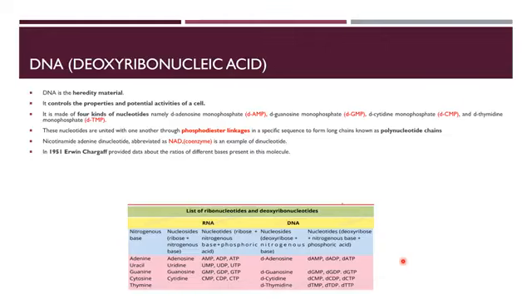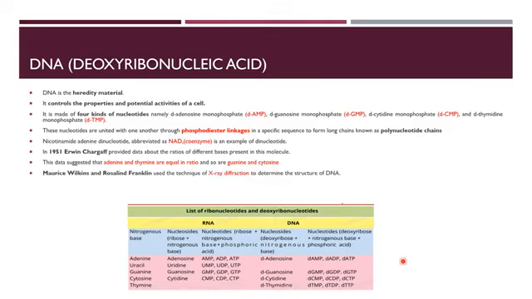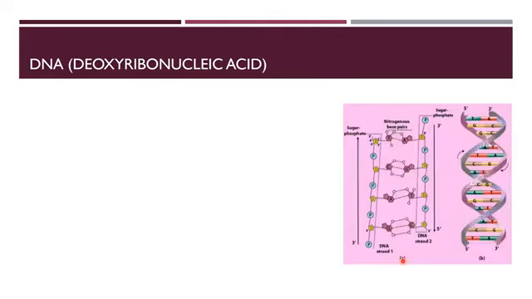In 1951, Erwin Chargaff said that the ratios of the bases are equal in this DNA molecule, and the adenine and thymine are equal in ratio, just like the guanine and cytosine. Then Maurice Wilkins and Rosalind Franklin provided the technique of X-ray diffraction, and after that James Watson and Francis Crick developed the scale model of DNA.